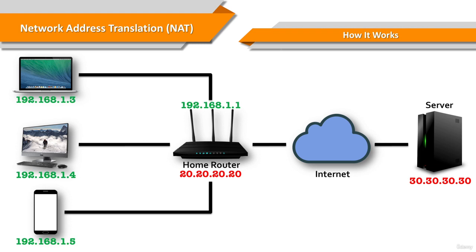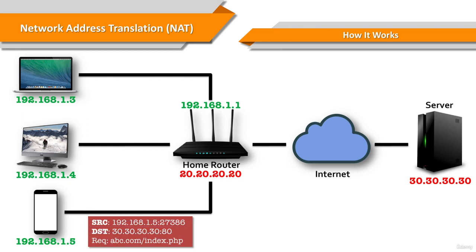Our devices inside the home network also have IP addresses, right? But in this case, they get private IP addresses, which are assigned by the home router and are not accessible from the internet. So as you can see here, the public IP addresses are red and the private IP addresses are green. So let's consider a connection request from the smartphone, which requests the homepage of abc.com. So to reach the page, the smartphone has to go through the home router.